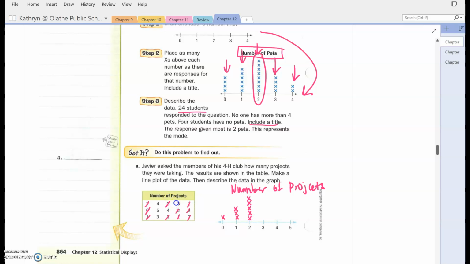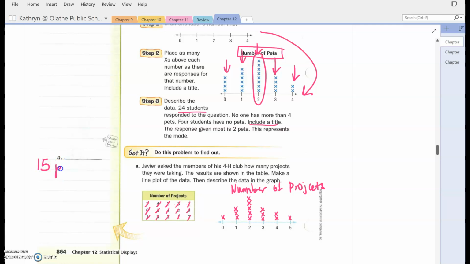Let's take a look at 3 projects. 1, 2, 3. And then it looks like for 4, we have 2. And then for 5, we have 1. Okay, so based off of this, we can see that 1, 2, 3, 4, 5, 5 times 3 is 15.